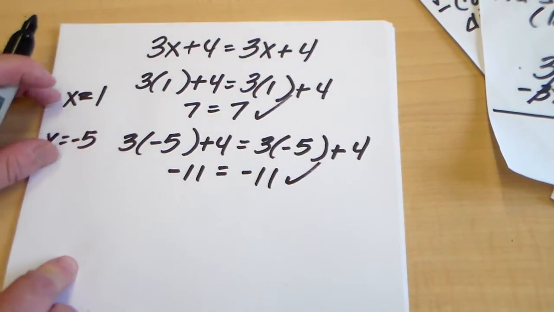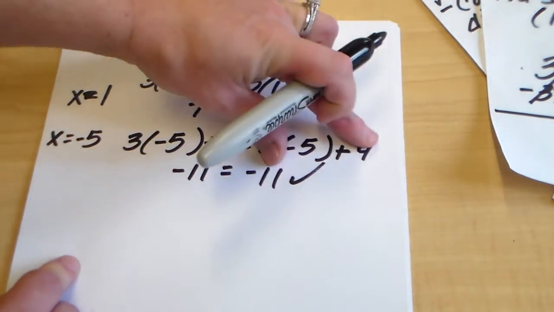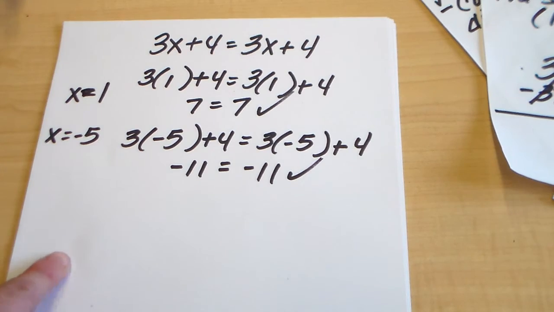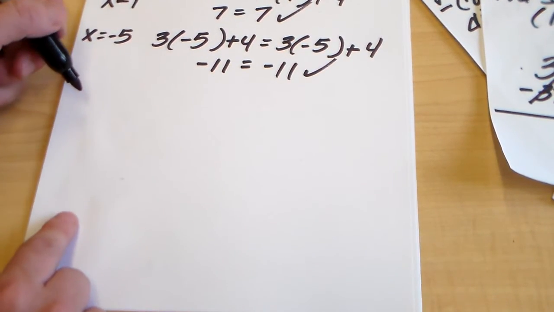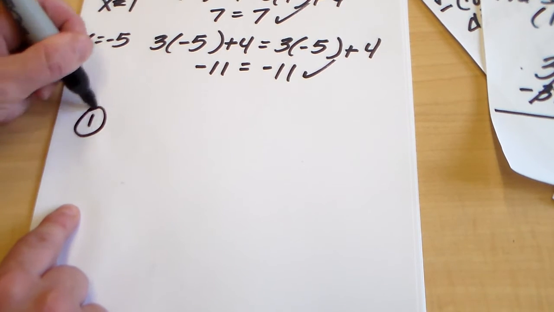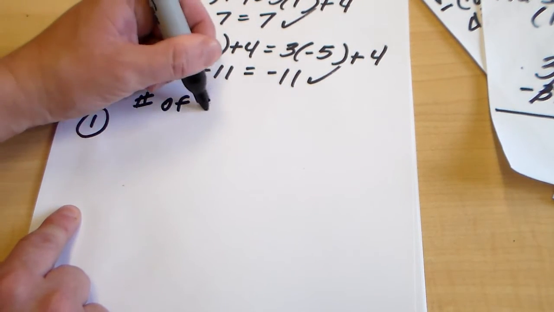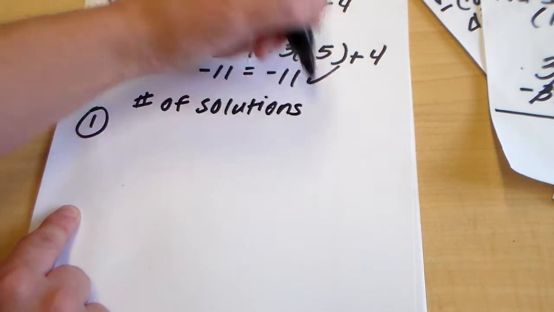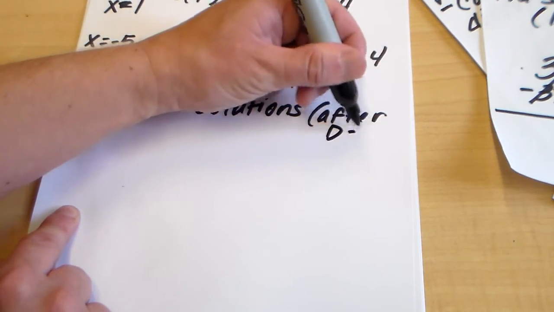So I think you're kind of getting the hint here. No matter what value I plug in for x, it's going to equal out on both sides. So that would be all solutions. Tonight, just come in ready tomorrow with these 2 problems done. And I want to know number of solutions. So that would be number of solutions after you DCS the problem.